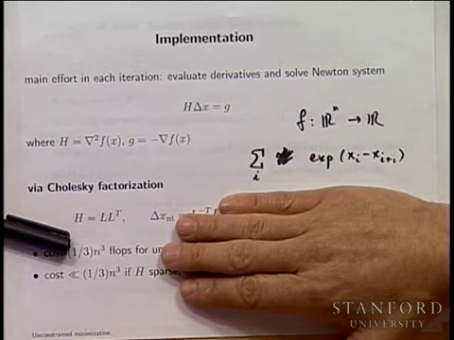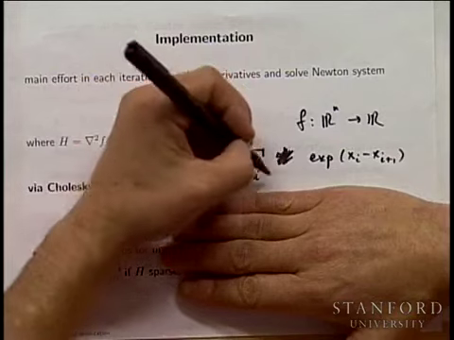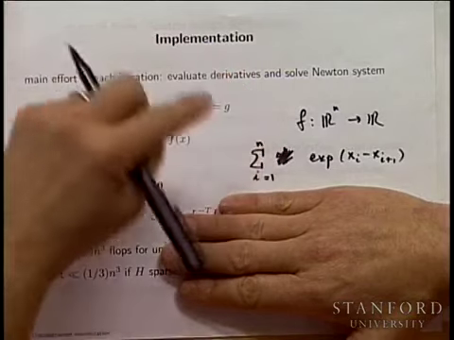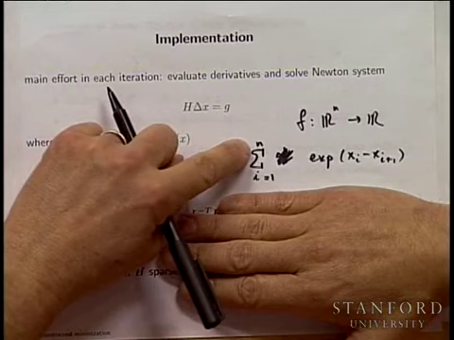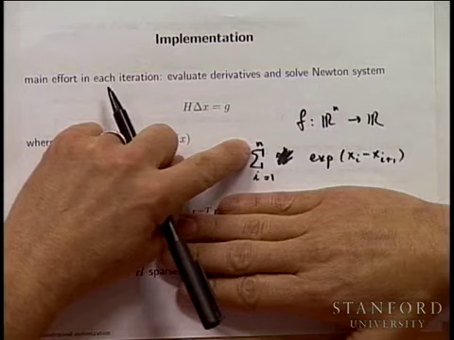So if you apply Newton's method to something like this, how fast is it going to be? In n. 3n. It's n. It's going to be n. Okay? Because tridiagonal you can solve super fast.